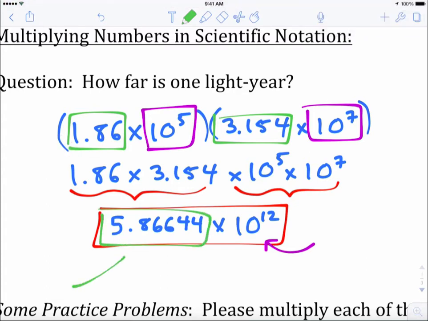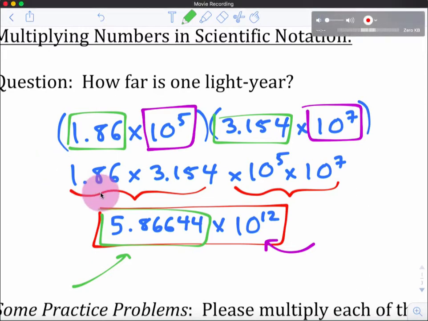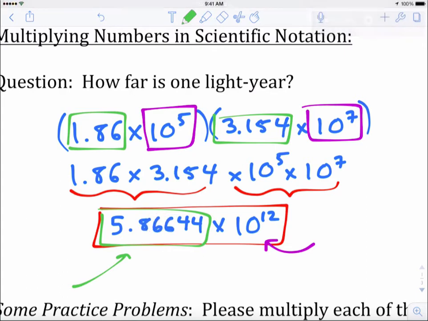Now, note to self, in this case, it was nice that we ended up with a number between 1 and 10, but if we were to multiply these two and get a number not between 1 and 10, we'd have to be a little careful and make sure that we then transform this into scientific notation.